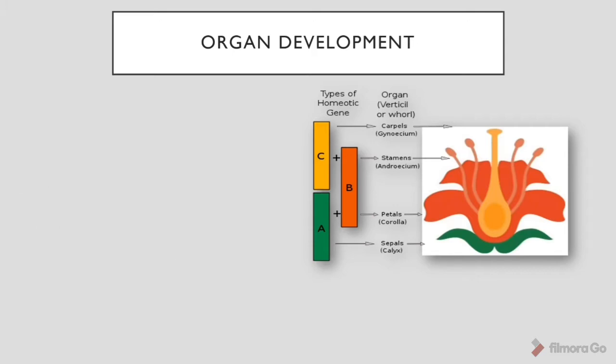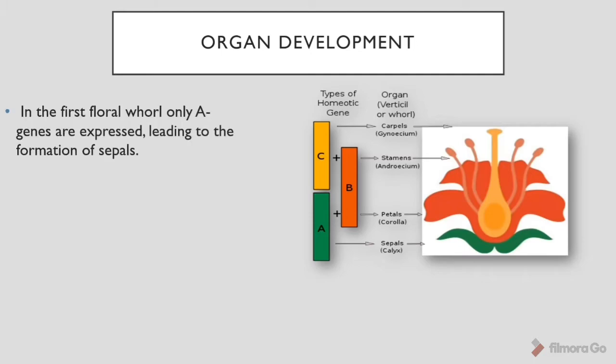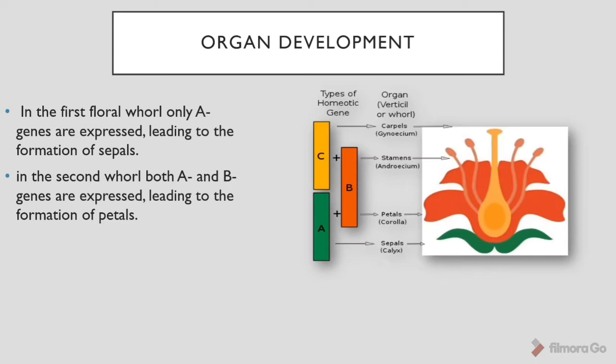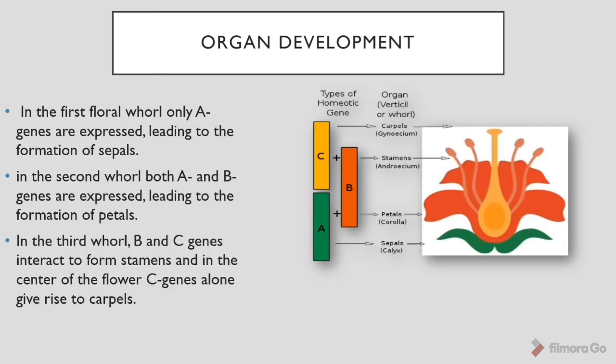In organ development, there are three types of homeotic genes that play major roles in the development of the organ. In the first flower whorl, only A genes are expressed, leading to the formation of sepals. In the second whorl, both A and B genes are expressed, leading to the formation of petals. In the third whorl, B and C genes interact to form stamens, and in the center of the flower, C genes alone give rise to the carpels.